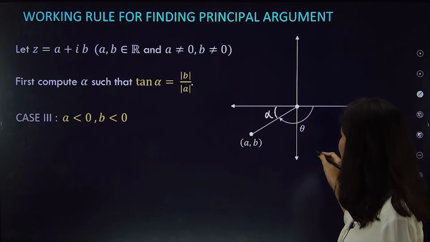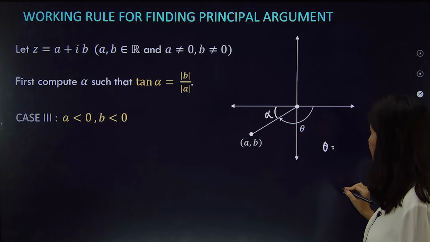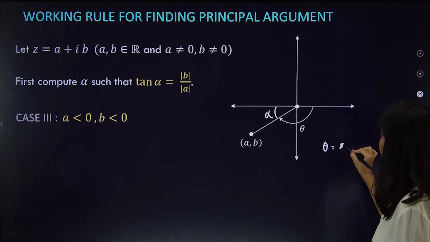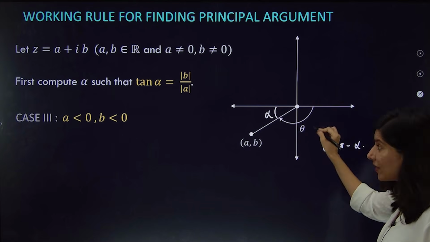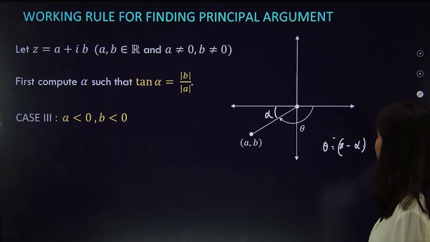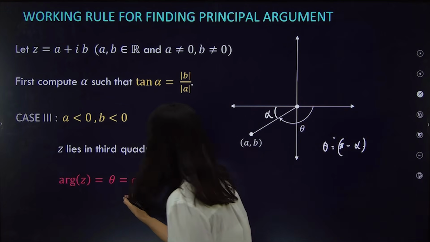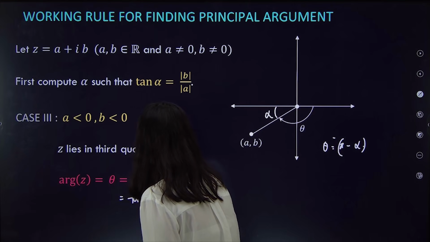So again, same thing, if you find theta, it is pi minus alpha. But because theta is in the clockwise direction, that's why it is negative. So this is going to be alpha minus pi, that means it is going to become tan inverse B by A minus pi.